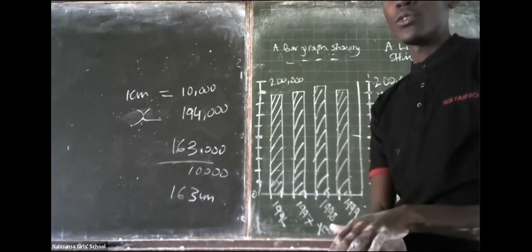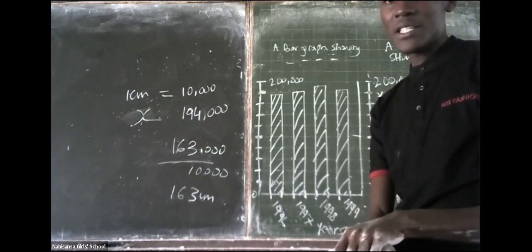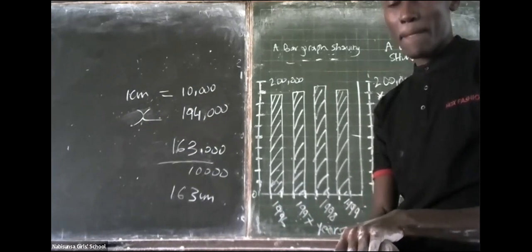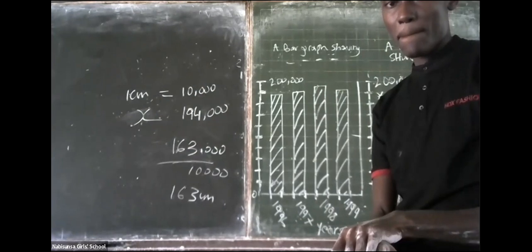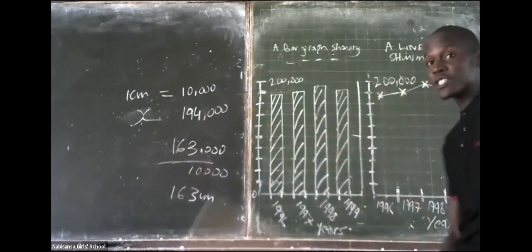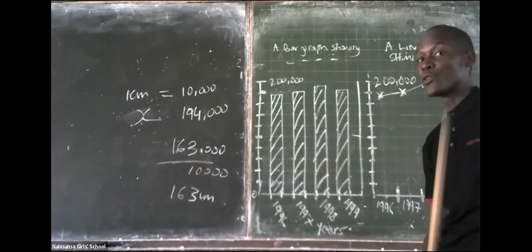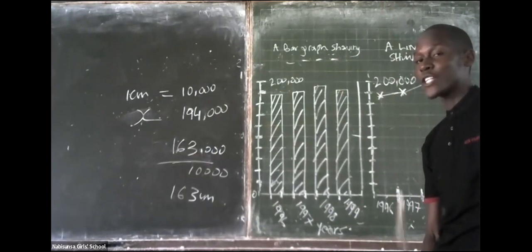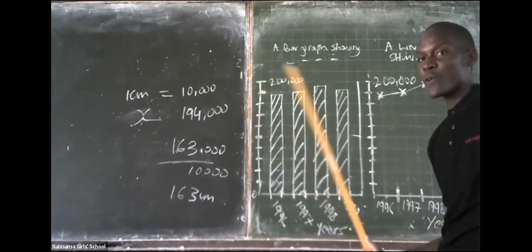Wait, teacher. Yes, teacher. When you're joining the line graph, is it a must to use a ruler? Yeah, for this one, we use a ruler. We don't use a free hand like the way we do for rainfall, for temperature. Are you getting it? Yes, thank you, teacher. I give you a reason.